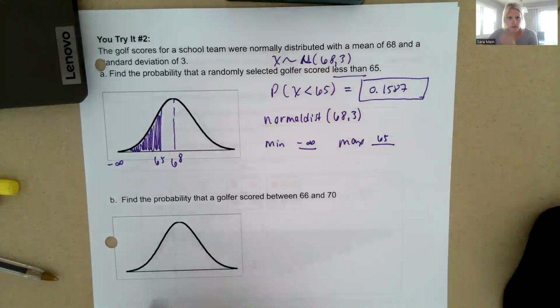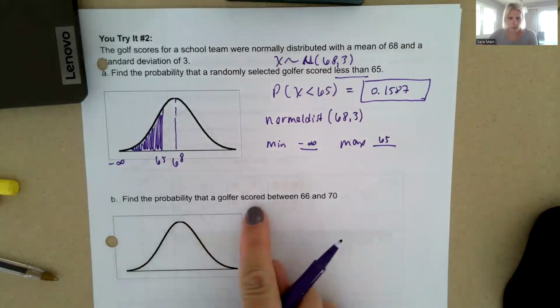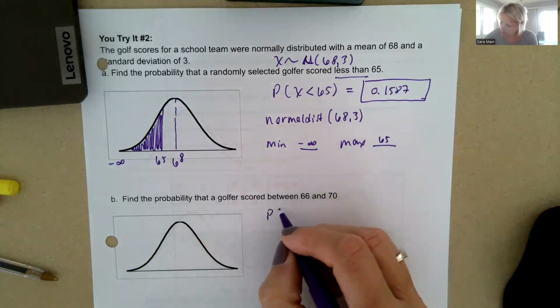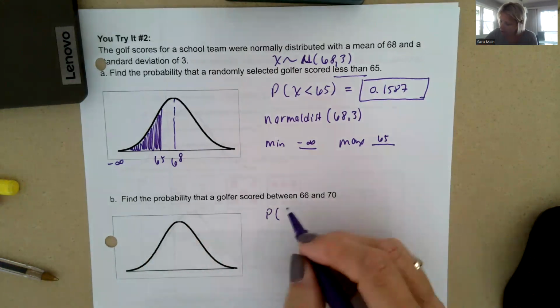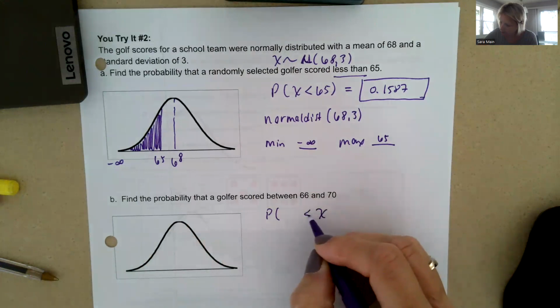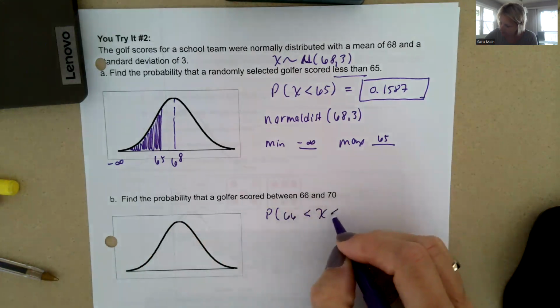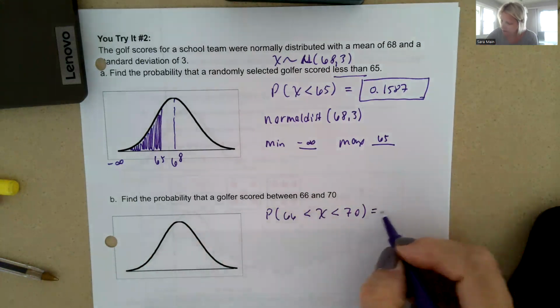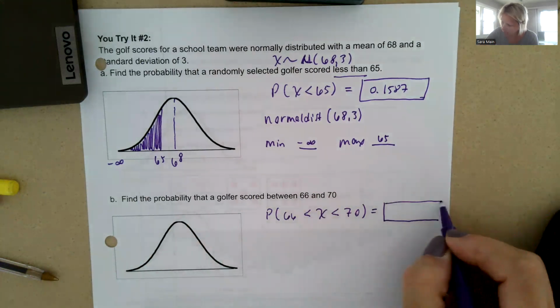6.1587. Next up says find the probability that a golfer scored between 66 and 70. So it's going to be written like this on our symbols. X is going to be between 66 and 70, so we have to put the inequality. So X is between those. We're going to find this probability together.